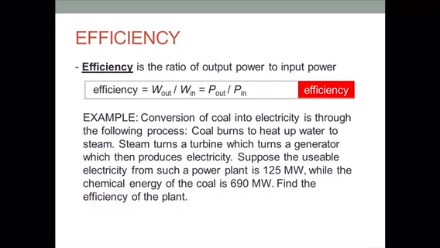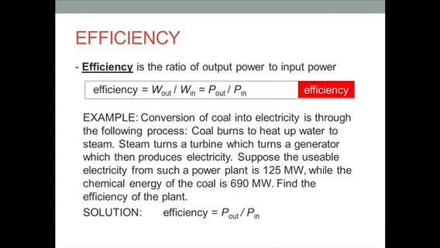Conversion of coal into electricity is through the following process. Coal burns to heat up water into steam. Steam turns a turbine, which turns a generator, which then produces electricity. Suppose the usable electricity from such a power plant is 125 megawatts, while the chemical energy of coal is 690 megawatts. Find the efficiency of the plant.